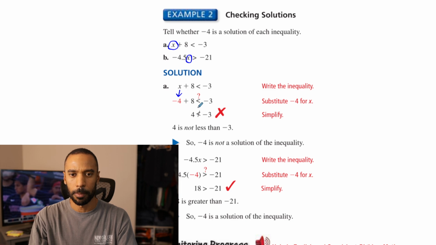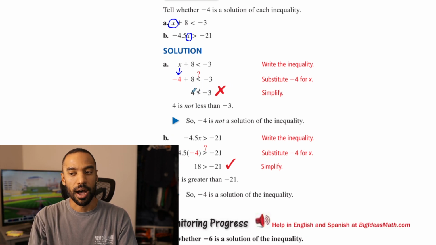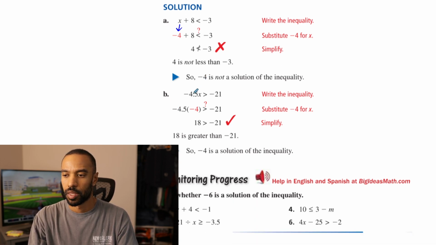Negative 4 plus 8 is 4. Is 4 less than negative 3? No. In fact, no positive number is less than a negative number, or 0. That would be impossible. Let's try and substitute negative 4 into here, which again, use your parentheses, substitution.